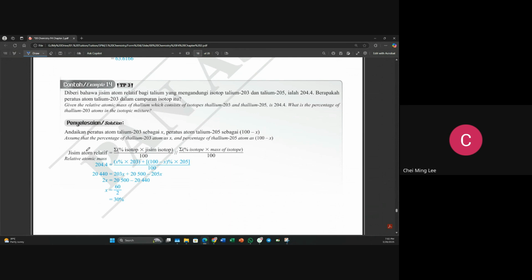So you use the percentage first. We don't know the percentage for the 203, so we use X percent times 203 plus, then for 205 the percentage is 100 minus X. So (203X + 205(100 minus X)) divided by 100 equals 204.4. Move this here, you get 20440 equals 203X plus 20500 minus 205X.